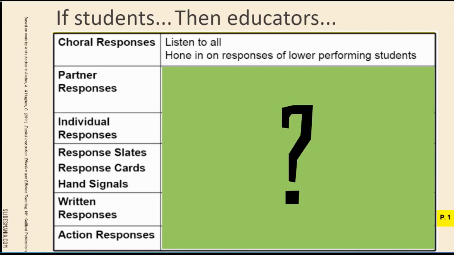On page 1, there is a little activity we're going to begin with. If the students have this type of response, what should I be doing, and how should I be listening or responding as an educator? For the first one, I've already filled it in for you. If the students are giving a choral response, that means everyone is saying the response together. If I'm in a small group, what should I be doing as an educator? Well, I should be listening to all of them, but I need to be honing in on the responses of struggling students.